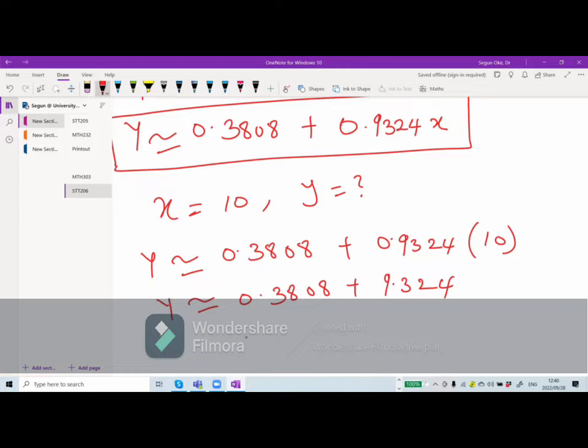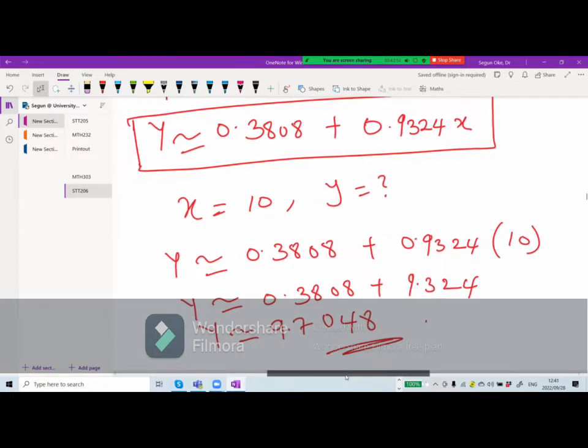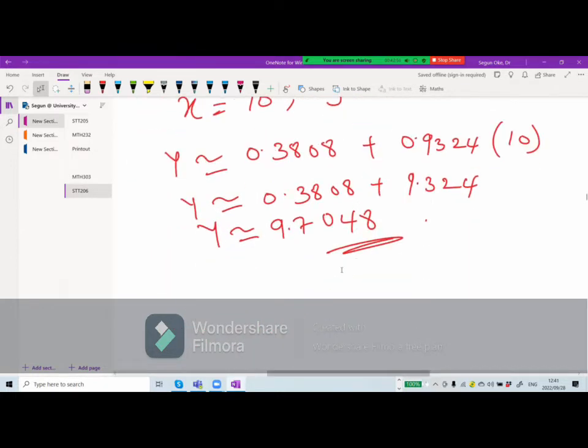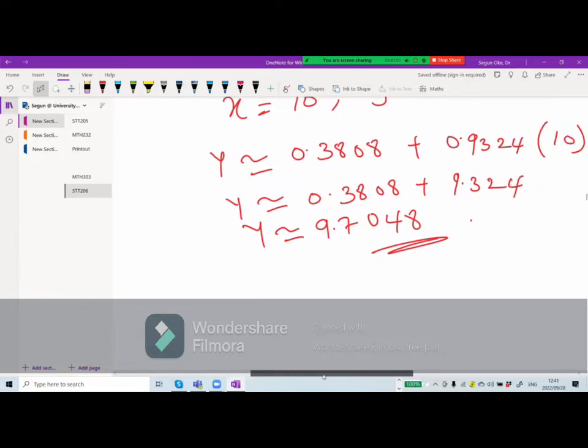So our final answer will be 9.7048. Our final answer is y equals 9.7048. So these are the things they can ask you to predict, as an accountant, as a business admin, as a marketer. They can ask you to predict what will happen in the future of that particular work you are doing.